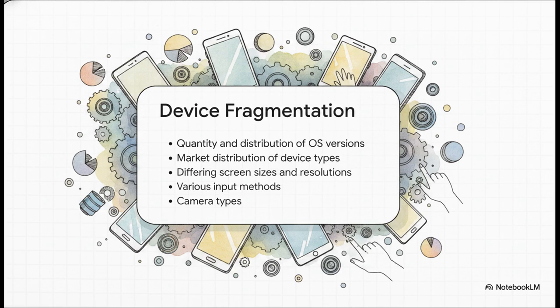There are tens of thousands of distinct Android device profiles active right now. As testers, we aren't just testing one piece of software on one machine. We have to account for a massive web of variables. We're talking multiple operating system versions across different platforms and the market distribution of device types, which, by the way, changes wildly depending on your geographic location. Then you've got differing screen sizes, totally different resolutions, various input methods, and don't even get me started on the huge variety of camera hardware. We literally have to test across this entire fragmented landscape just to ensure a consistent user experience.